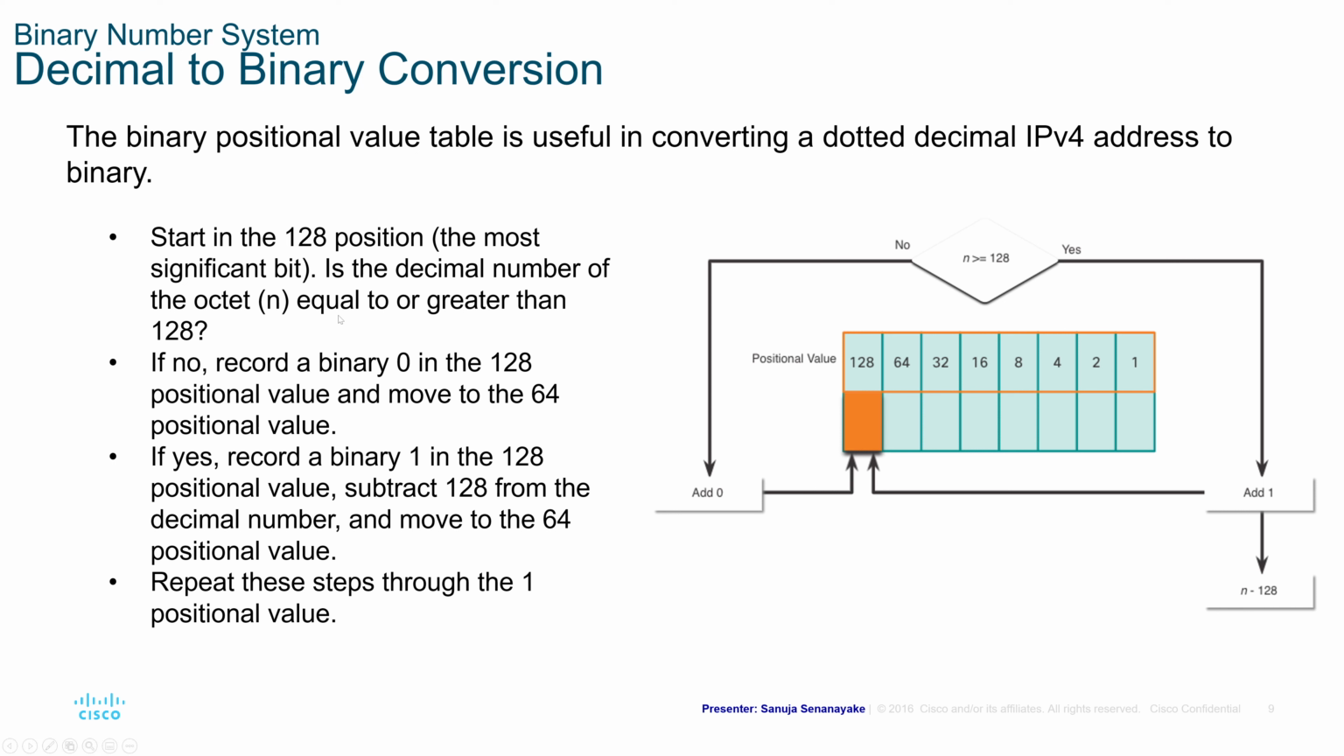For now, just remember, when you're converting from decimal to binary, you look at the starting position and you look at the octet. If the octet value is greater than or equal to it, we're going to put a 1. If the octet value is less than 128, we're going to put a 0. Then you go to the next positional value, and you keep going on and on until it has all been marked out.